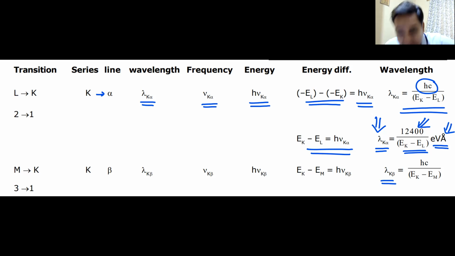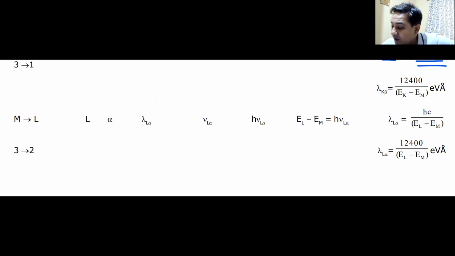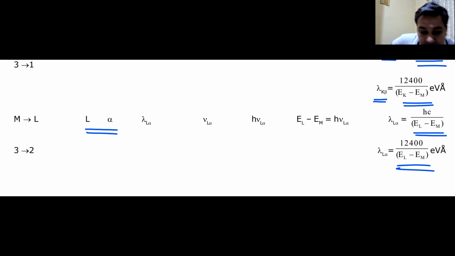Similarly, the formula for lambda of K beta series, everything remains the same: HC divided by EK minus EM. Remember, HC can be written as 12,400. Then the energy must be in electron volts, and you will get the answer in Angstrom units. Are you noting down this formula? Yes or no? So this is the formula that we get for lambda of K beta: 12,400 divided by EK minus EM. Similarly, we have the L series, L alpha. What changes is EL minus EM. Do we understand this?